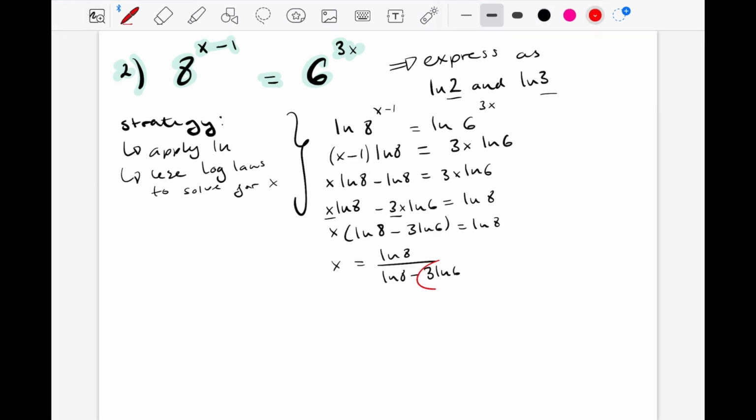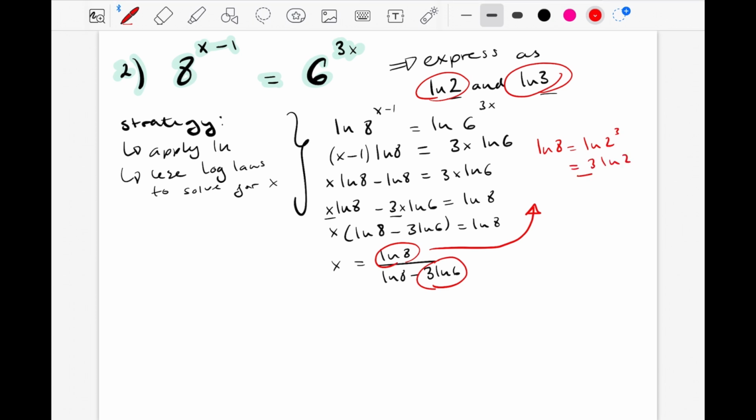But now if you look at this, we can't simply leave it at this, because the answer wants us to express this as natural log of 3 or natural log of 2. And so what we do is we recognize, using the basic logarithm laws, that the natural log of 8 can be rewritten as the natural log of 2 to the power of 3, which can be written as 3 times natural log of 2. So we can rewrite this as that. And once we do so, we're going to end up having 3 times natural log of 2 over 3 times natural log of 2 minus 3 times natural log of 6. We can cancel all of these 3's out.